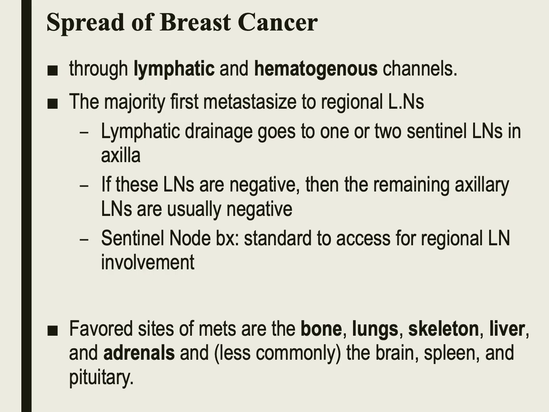Breast cancer can spread through the lymphatics and through the blood, and the majority of breast cancer gets metastasis to the regional lymph node. So first of all, the lymphatic drainage goes to 1 or 2 sentinel lymph nodes in the axilla. And if these lymph nodes are negative, then the remaining axillary lymph nodes are considered negative. That's why it's very important to take a biopsy from the sentinel lymph node. And this is a standard procedure to assess the regional lymph node involvement.